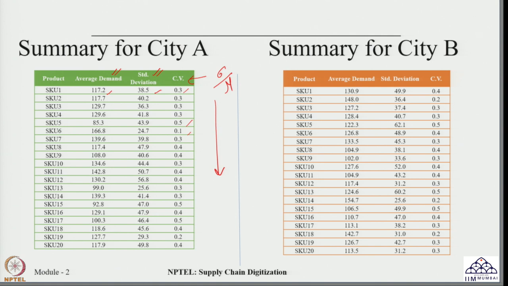So how this is done, let me try to show you with one Excel sheet which includes all the data about the 8-week data, and in parallel to that, the calculations that we have done for calculating the average demand and the standard deviation are also shown to you.